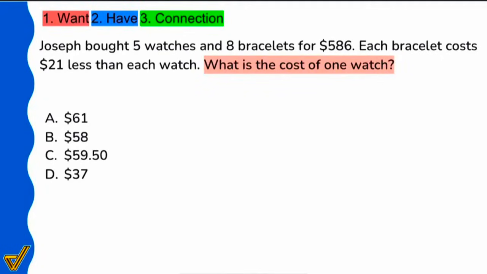Great. Sounds good. So here's what we're going to do. We need to mark that. Again, we want the cost of one watch. We can just say that's W, that's fine. But let's read this first sentence here.